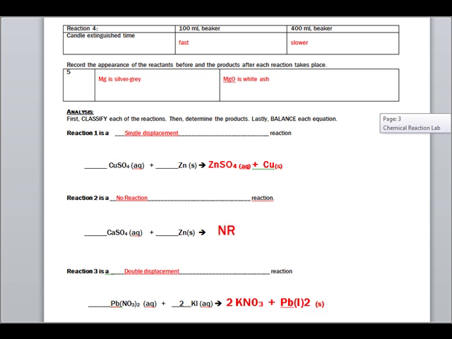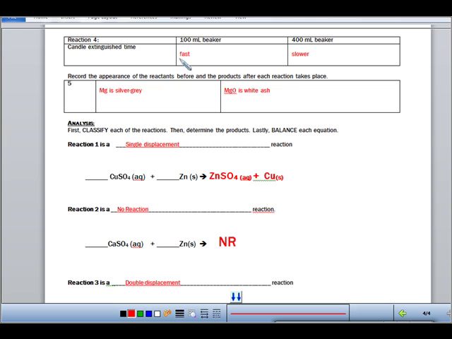And this is asking us about reaction number 4. Reaction 4 was the combustion reaction, where we put the little warming candles under a 100 milliliter beaker and under a 400 milliliter beaker. And of course, just as you would suspect, in the 100 milliliter beaker, the candle goes out much faster than it does in the 400 milliliter beaker. Okay? And the reason is why?